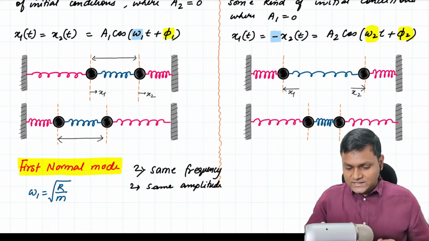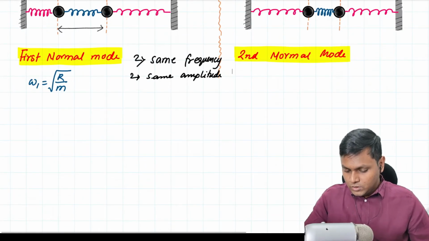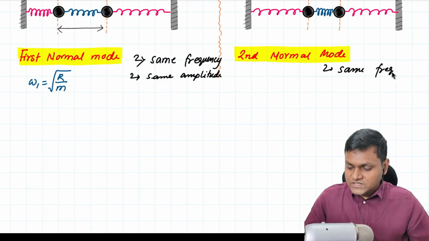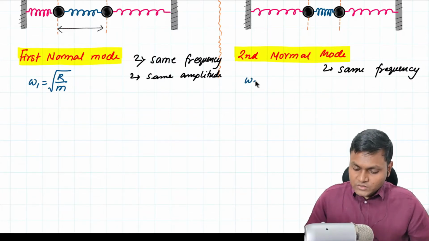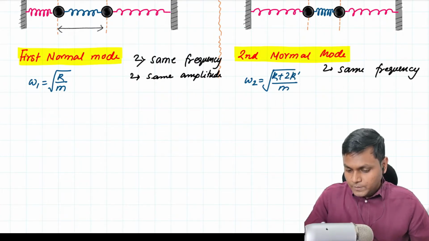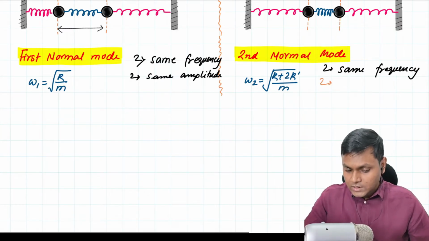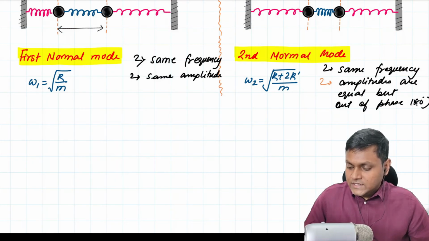So this is known as the second normal mode. In the second normal mode, the system is oscillating with the same frequency at all points, that is, omega 2 is equal to the root of (k plus 2k dash) upon m, but the amplitudes are equal and out of phase by 180 degrees.